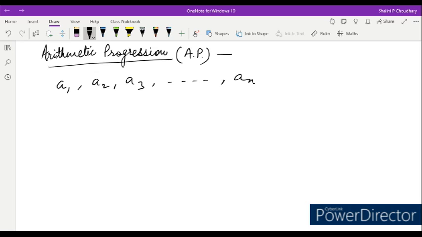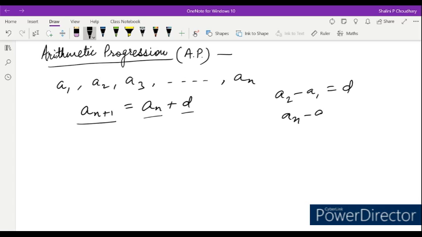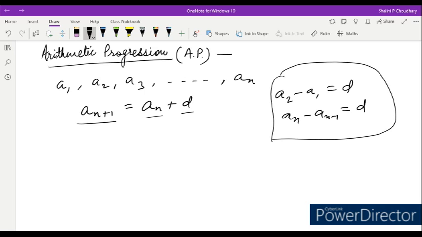It will be called an arithmetic sequence or arithmetic progression if and only if a(n+1) is equal to an plus d, where a(n+1) is the (n+1)th term and an is the nth term and d is the common difference. That is the constant. It means a2 minus a1 will be equal to d, an minus a(n-1) should be equal to d. So that is the constant. Every two consecutive terms have the common difference d.